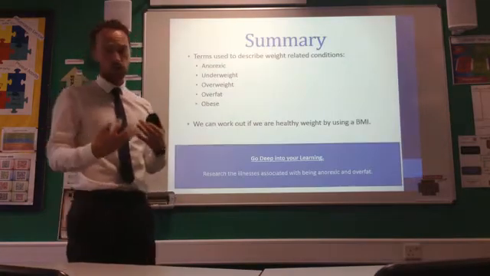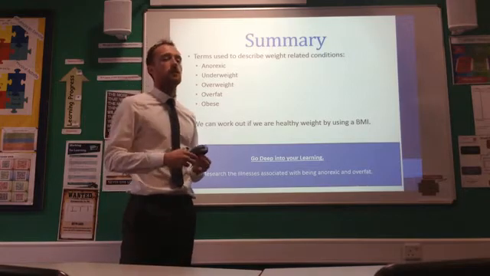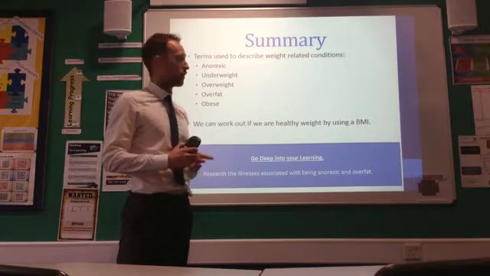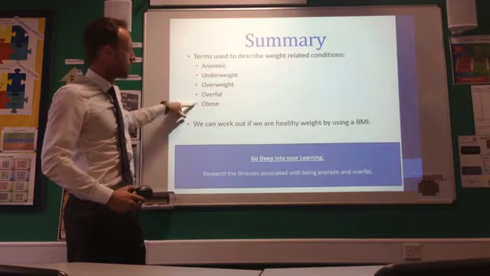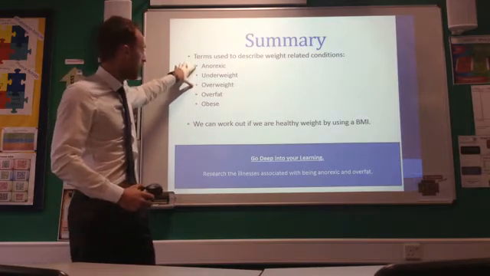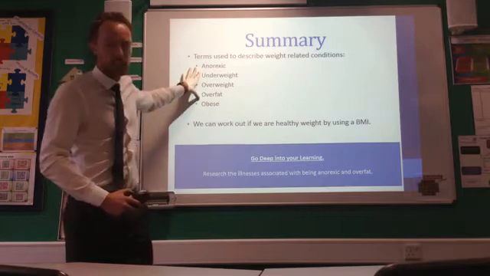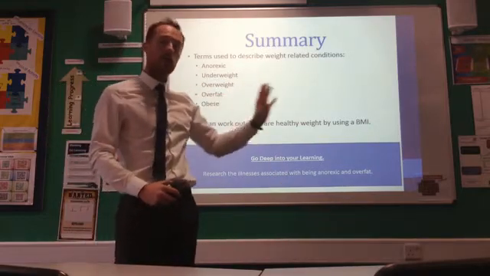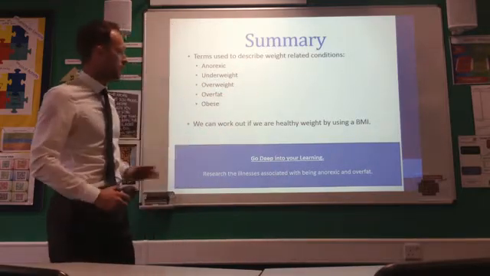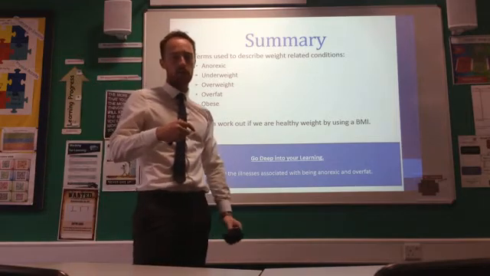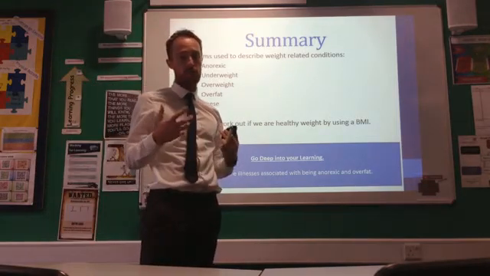Right, it's only a very short video, but in summary, the key points that you need to take away from this podcast are: you need to know the 5 weight-related conditions: anorexic, underweight, overweight, overfat and obese. You need to be able to define them, and they were underlined in each of the slides. And also you need to be able to link them to how they affect your health and also affect performance.